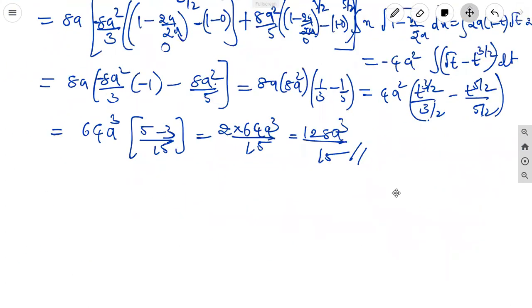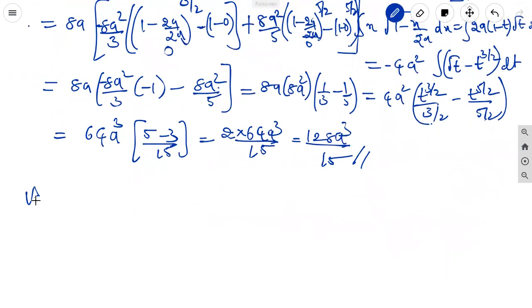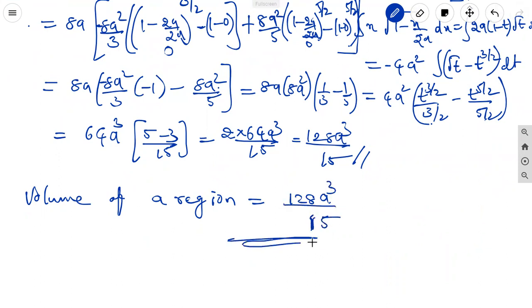So here the volume of the region bounded by the common cylinders is equal to 128a cube by 15 is the answer.